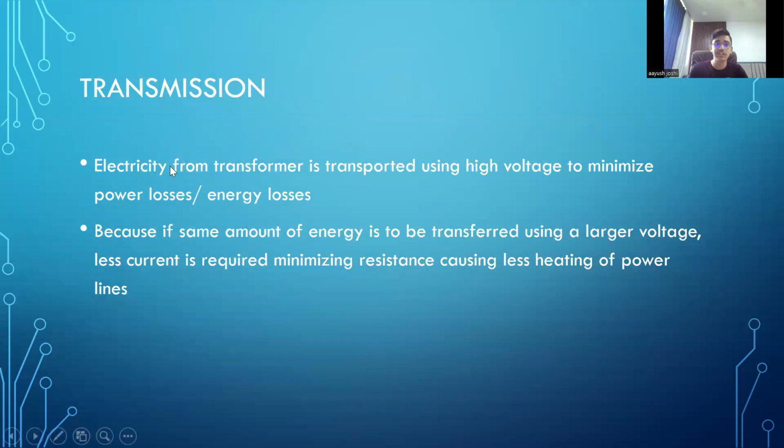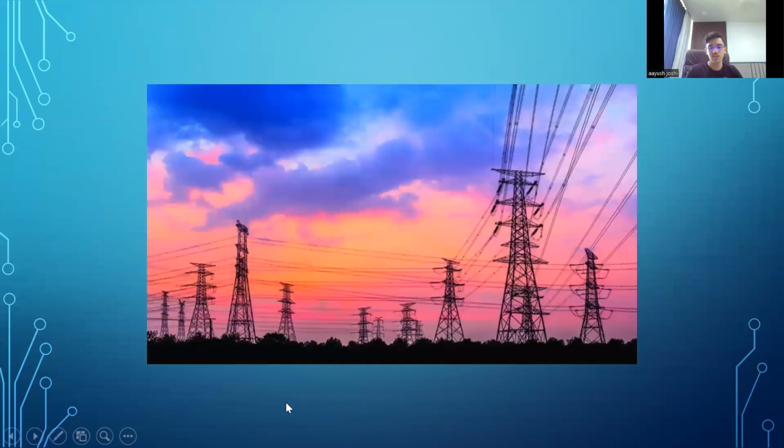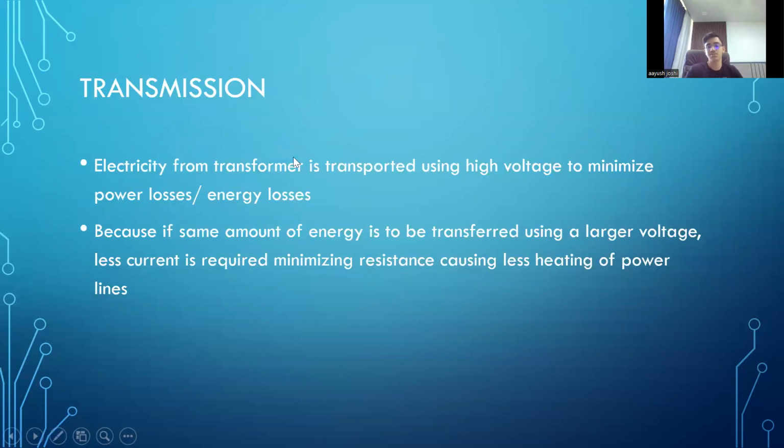Transmission. Electricity from transformer is transported using high voltage to minimize power losses or energy losses. Because the same amount of energy is to be transferred using a larger voltage, less current is required, which minimizes the resistance, causing less heating of power lines. Now this might sound confusing, but I think some basic mathematics would help.